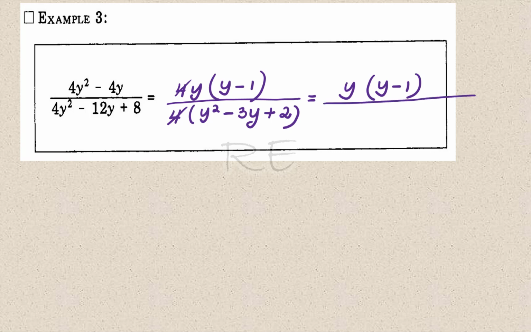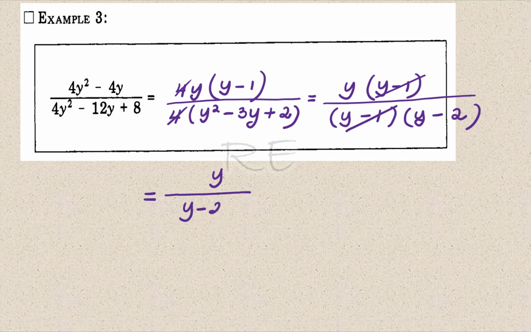And the other factor is factorable. Y squared minus 3y plus 2 is y minus 2 times y minus 1. Y minus 1 cancels, and y divided by y minus 2 is in its lowest term.